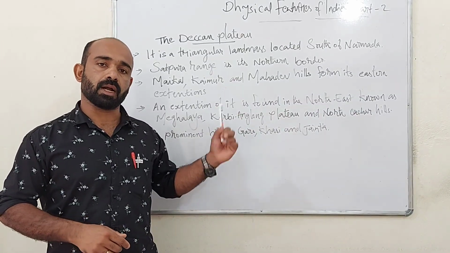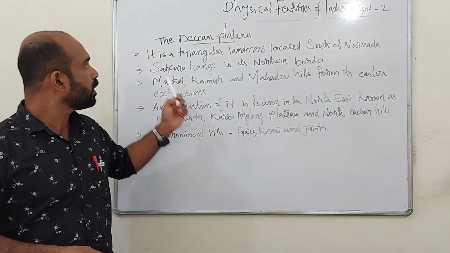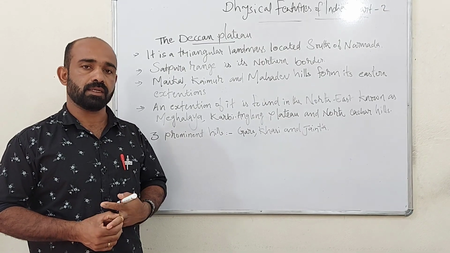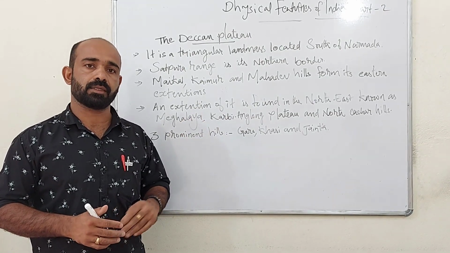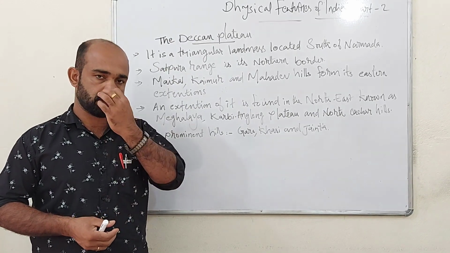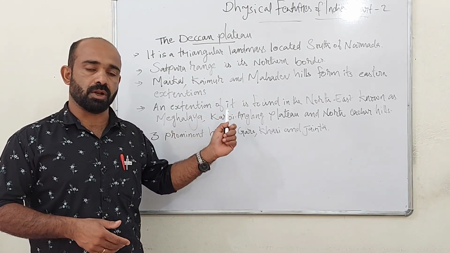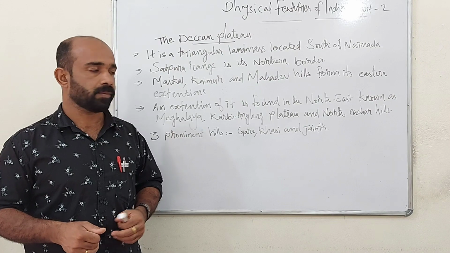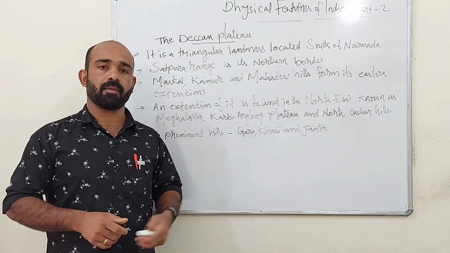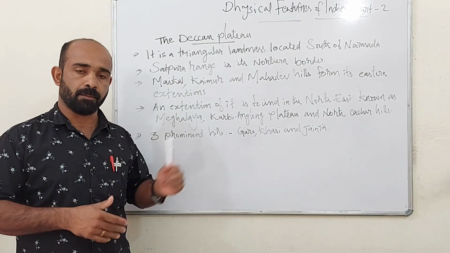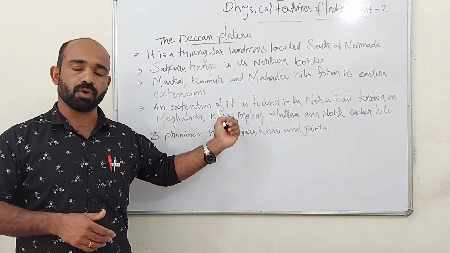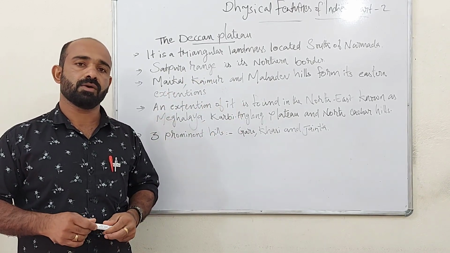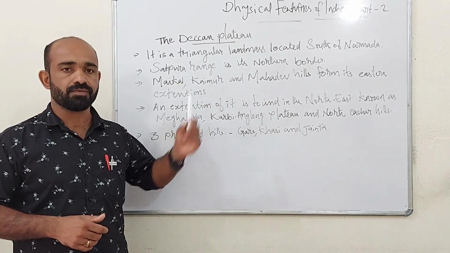Now let us see about Deccan Plateau. It is a triangular landmass located south of Narmada River and Satpura mountain range. Satpura mountain range is located as the northern border of Deccan Plateau. And other major hills found in the eastern portion are Maikal Hills, Kaimur Hills and Mahadev Hills. These three hills formed the eastern extension of Deccan Plateau.